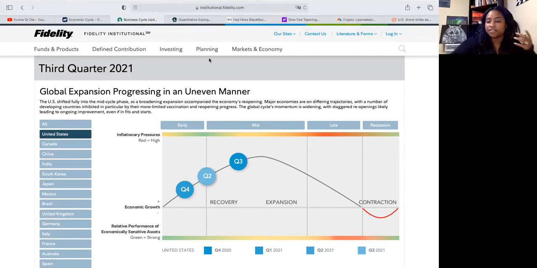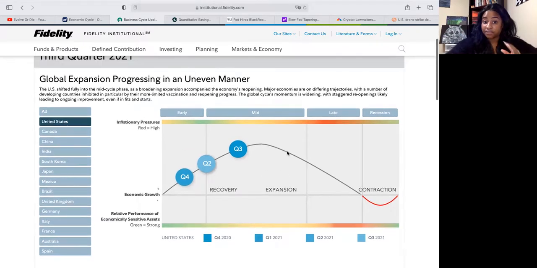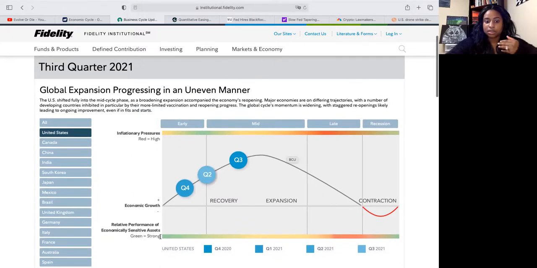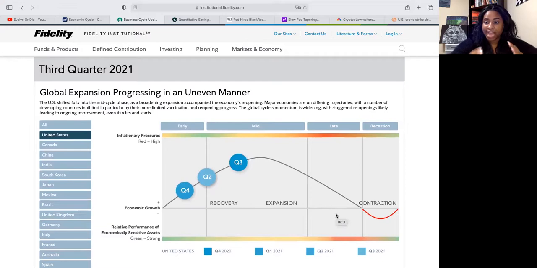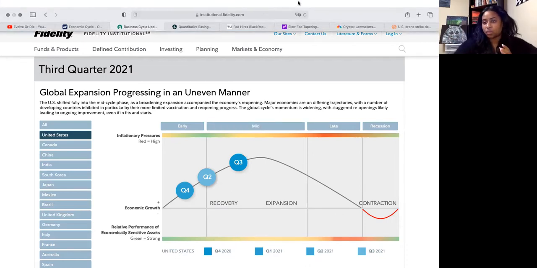We are officially in a phase of contraction again, and this depends on what measures you want to gauge the state of the economy by, whether it's the CPI report, whether it's inflation measures as we see here, and the relative performance of economically sensitive assets also having an influence on the factors that Fidelity has chosen to create their model off of. So this is what I mean when I'm explaining how many things there are that affect the market.